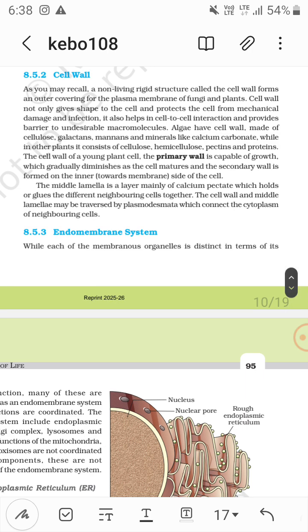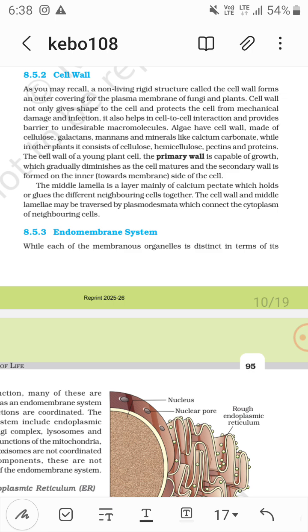Now young plant cells have a primary cell wall that is capable of growth. It gradually diminishes, and the secondary cell wall is formed on the inner side, towards the membrane side of the cell. It means outside is the cell wall, then the primary cell wall, then inside the secondary cell wall, and then inside this the plasma membrane. So this is how it is.